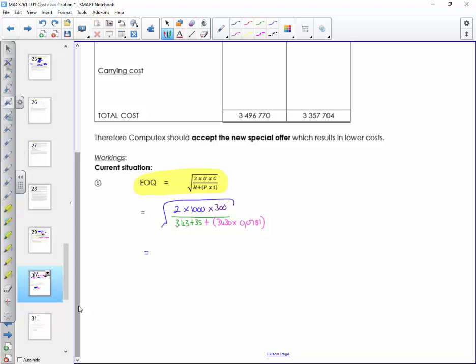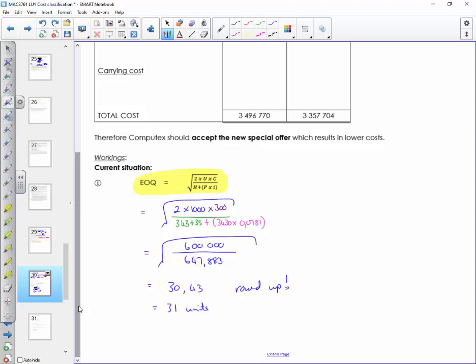2 times 1,000 is 2,000. Let me just get the bottom of the line written down. 647.883. Those are my holding costs. And 2 times 1,000 times 300 gives you 600,000. Divide by 647.883. And then find the square root of that answer, and it gives you 30.43, and we need to round up to 31 units at a time.